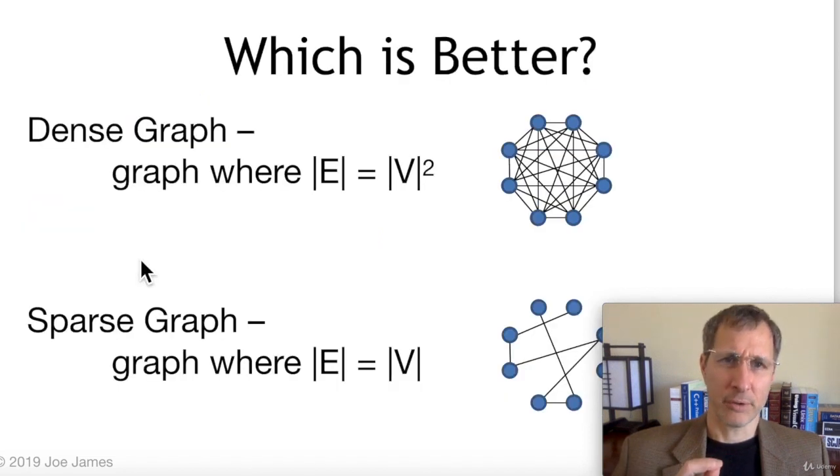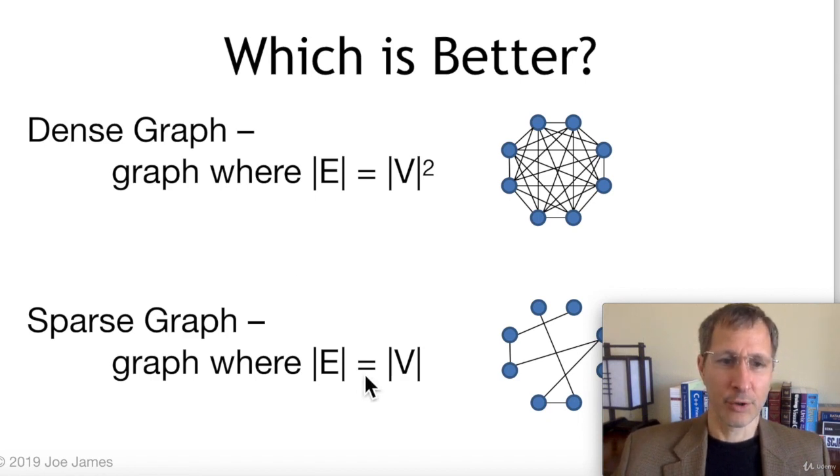Which implementation is better? Well, first let's look at two different types of graphs. In a dense graph, every vertex may be connected to every other vertex in the graph. In that kind of graph, there are a lot of edges relative to the number of vertices. So maybe each vertex is connected to every other vertex in the graph, in which case the number of edges would be equal to the number of vertices squared.